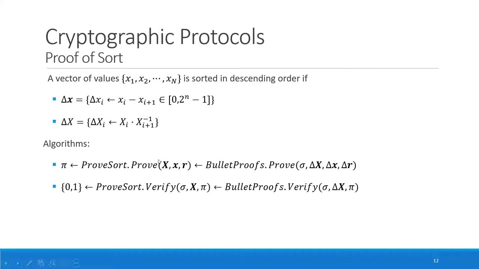So for the proof of sort, we have two algorithms, prove and verify. In the prove algorithm, we have the input in the form of a vector of commitments and a vector of opening values. And it will utilize the range proof aggregation on the differences between successive elements in these two vectors to produce the proof. And the verify algorithm also utilizes the range proof to verify the commitments of the differences between successive elements within this X vector. So I'm using capital letters to denote commitments and bold letters to denote vectors.